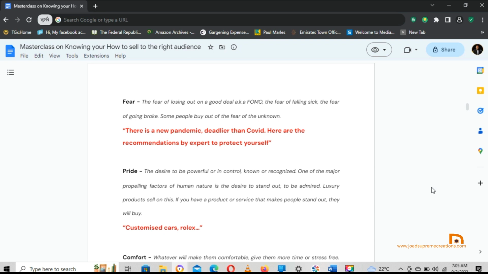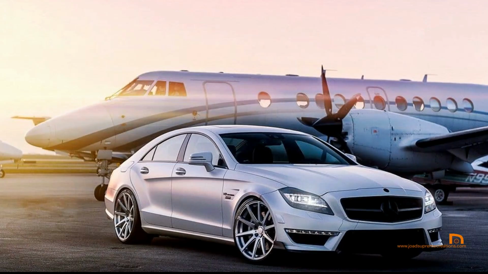And if you are in the niche whereby you sell luxury products, you can sell with this. That's why you see, like iPhone, for example, that's what they sell. They sell that class to people, and people buy it because they want to feel special. They want to feel, yeah, I'm using an iPhone, I'm using the latest iPhone, I'm using a customized car, customized Rolex. All of these things, they are leveraging the emotions to sell.